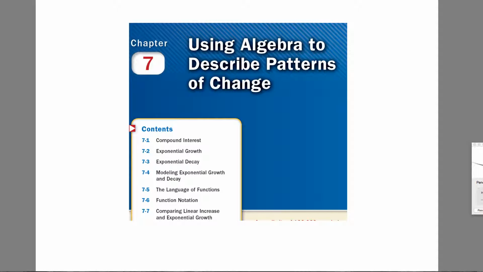Hey, welcome to Chapter 7. Congratulations on getting Chapter 6 done. This chapter is about using patterns to describe change.